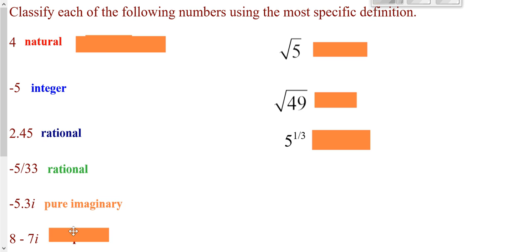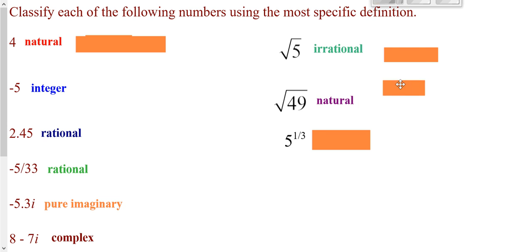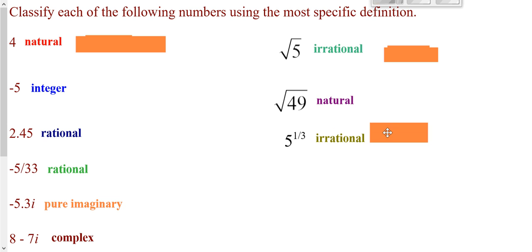The next one down we would say is complex. You could also just say it's imaginary because it has a part without i's and a part that does have i's. This is a square root, and it does not work out to be nice, so it's irrational. This is also a square root, but square root of 49 actually works out nice to 7, so that's a natural number. And 5 to the 1/3 is really the cube root of 5. That's not a nice, neat number, so that's referred to as an irrational.